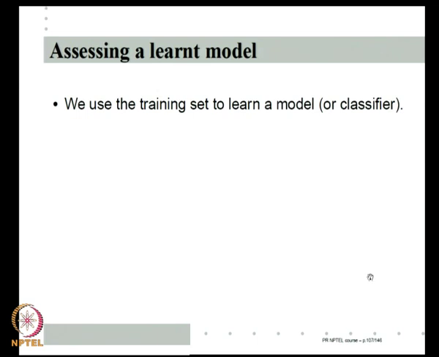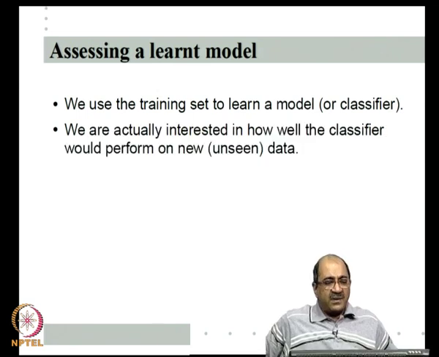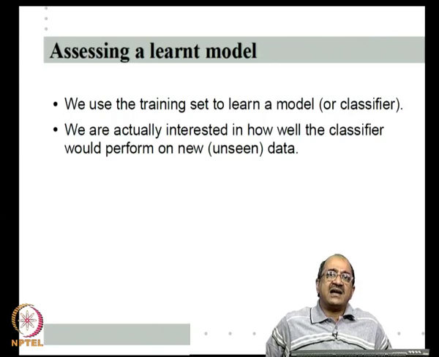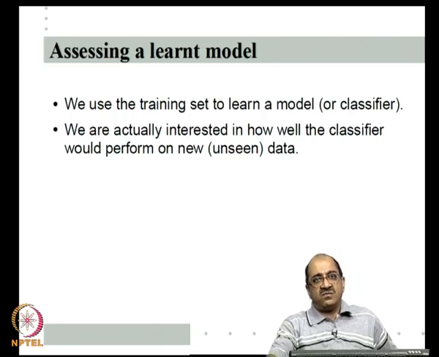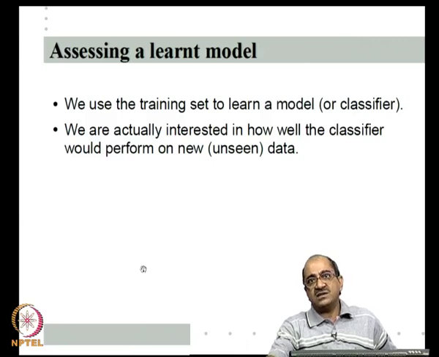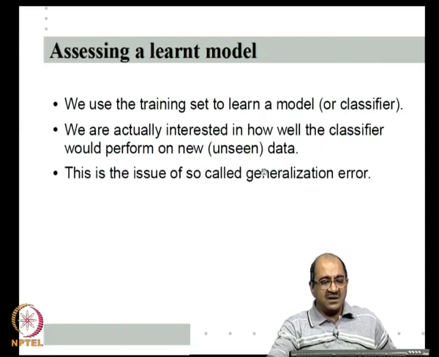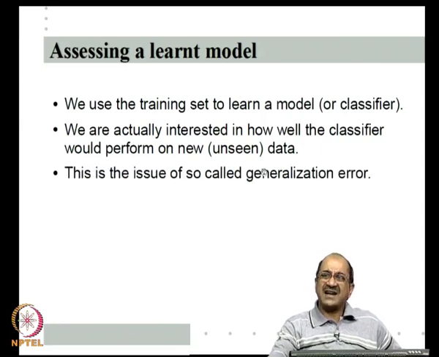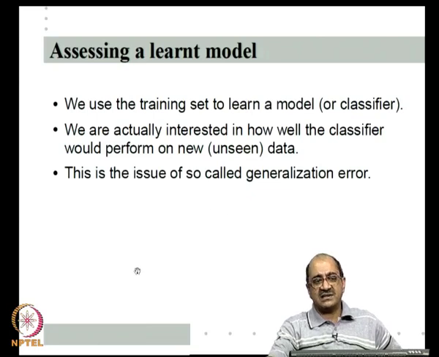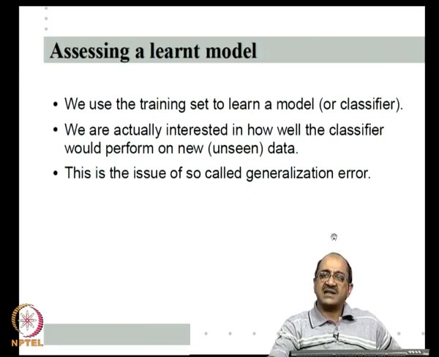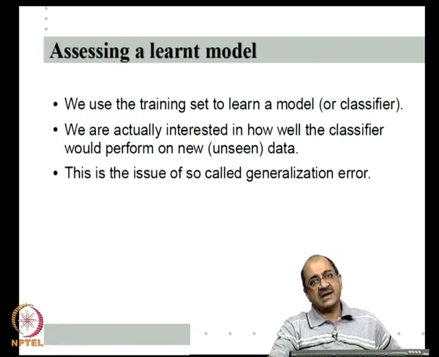Okay. Now, let us finally come back to the issue of how do I assess a learned model. We use a training set to learn a model, right, a classifier, but we are actually interested in how well the classifier does on unseen data, right. Its performance on the training set is of no consequence, even though all my learning algorithms are essentially optimizing based on the error on the training set, right. We have considered this enough number of times, right from my first class I have been discussing this. This is the issue of generalization error. How well does a classifier learned from some data generalize? How well will it do on unseen data?